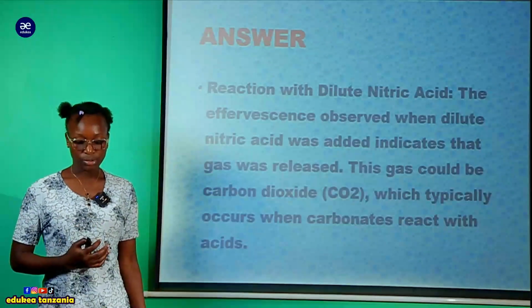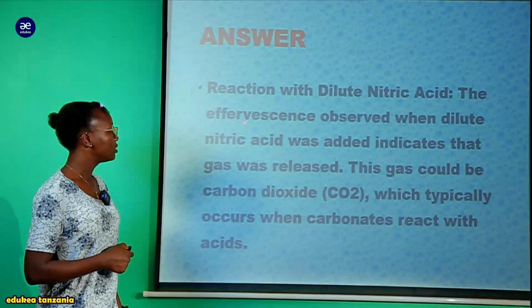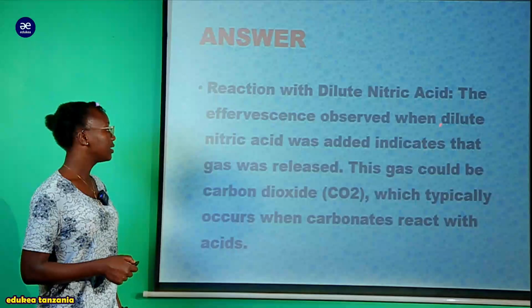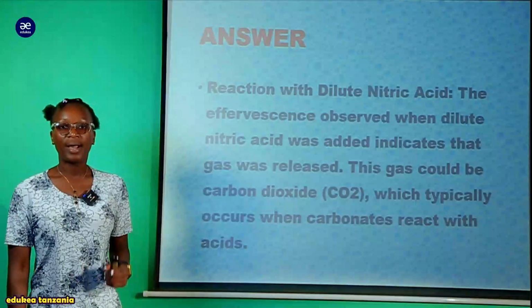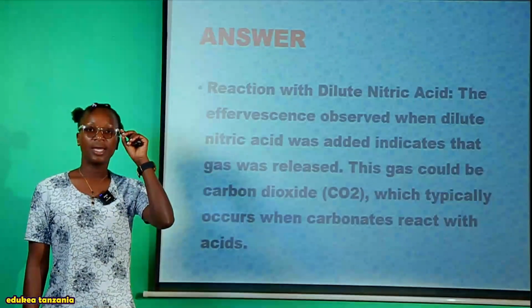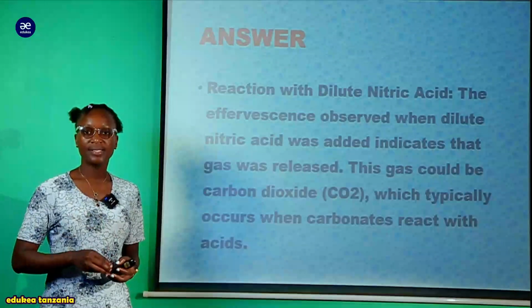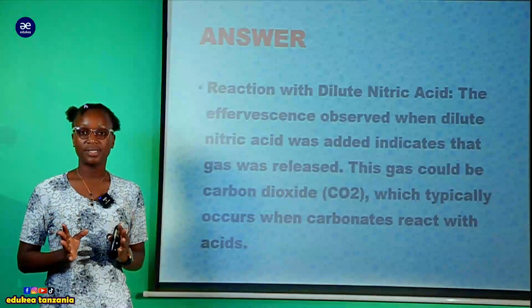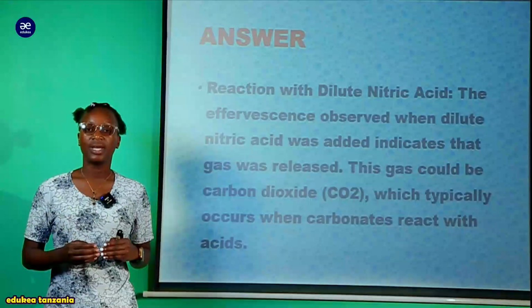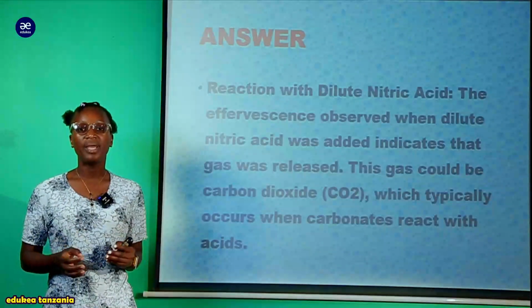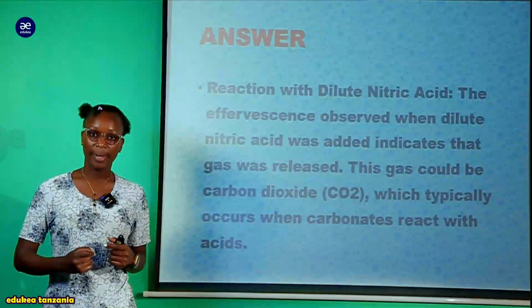In case of the dilute nitric acid, the effervescences observed when dilute nitric acid was added indicate that gas was released. Kwamba wakati pale ambapo ile sample X kwenye test tube alipo add dilute nitric acid, hizo effervescences zilikuwa observed, ile michemko, zile bubbles zilikuwa observed. Hii ilikuwa ina maana gani? Ilikuwa simply inamaanisha kwamba kuna gas inakuwa released pale, kuna gas ina escape pale.